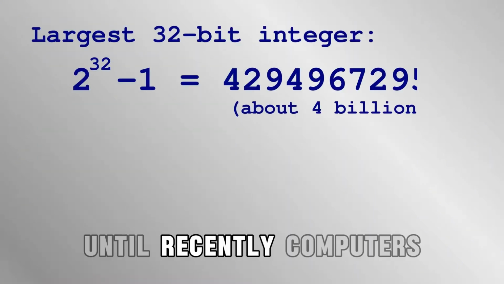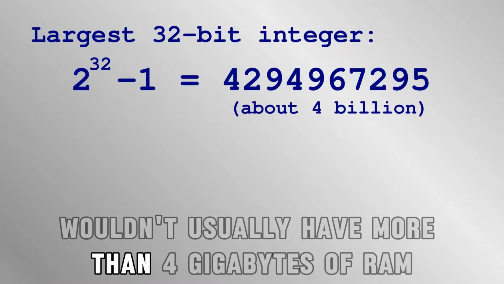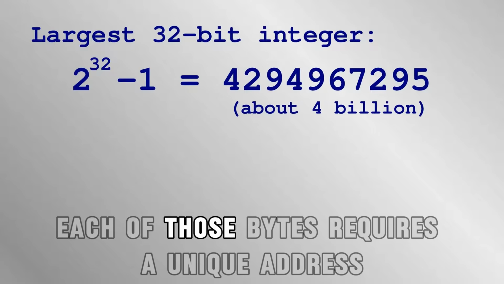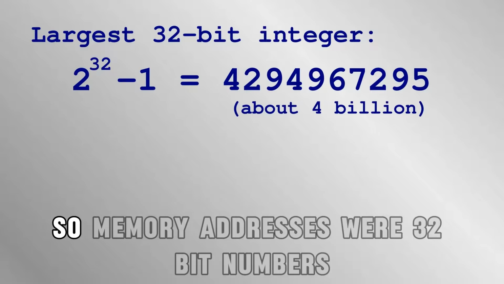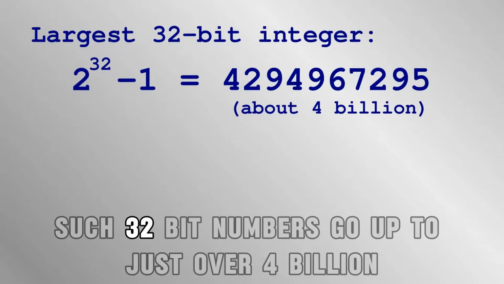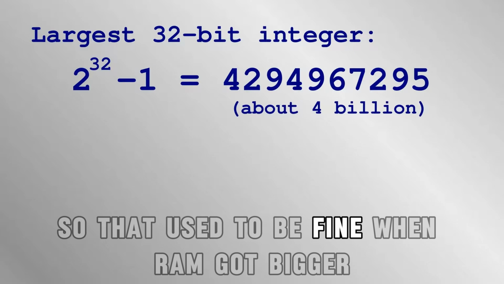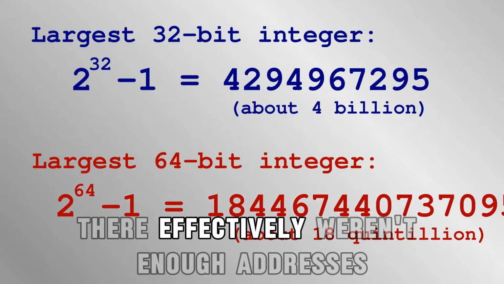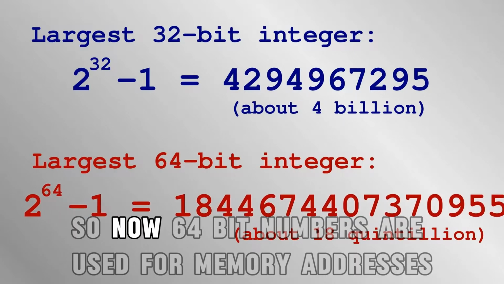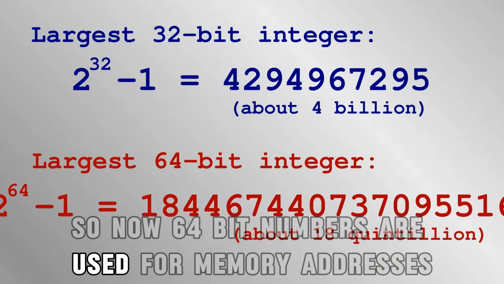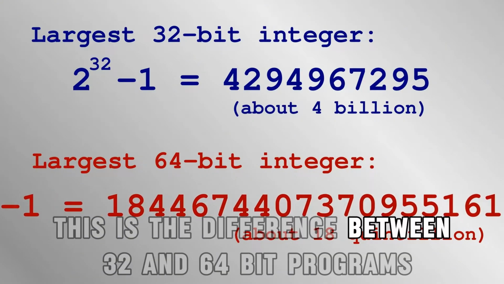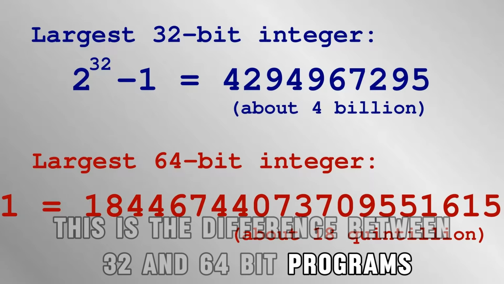Until recently, computers wouldn't usually have more than 4 gigabytes of RAM. Each of those bytes requires a unique address, so memory addresses were 32-bit numbers. Such 32-bit numbers go up to just over 4 billion, so that used to be fine. When RAM got bigger, there effectively weren't enough addresses, so now 64-bit numbers are used for memory addresses. This is the difference between 32 and 64-bit programs.